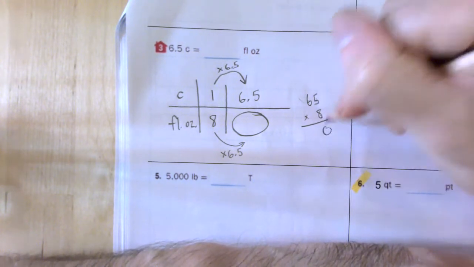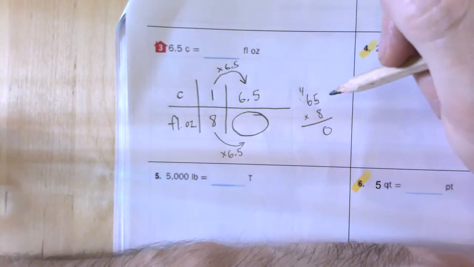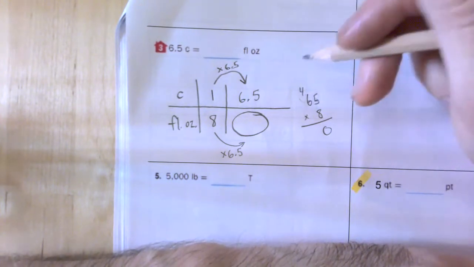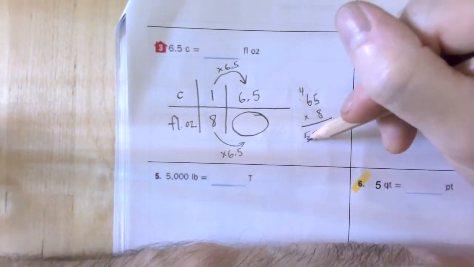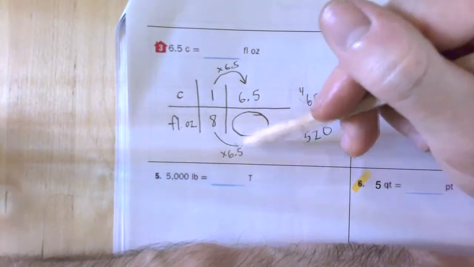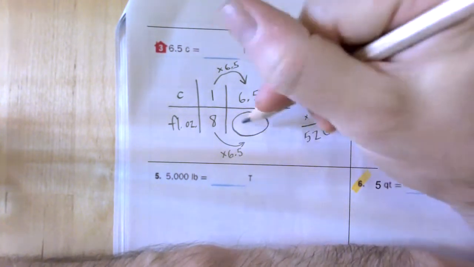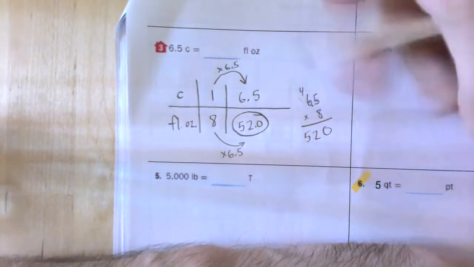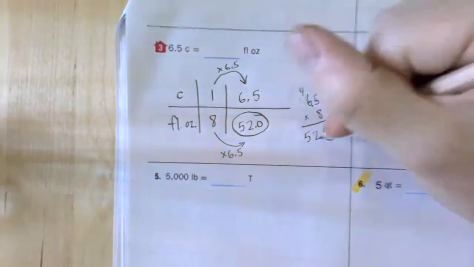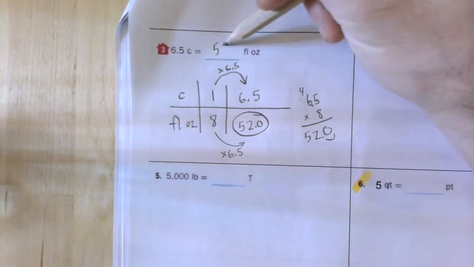5 times 8, 40. 8 times 6, 48 plus 4, 52. So if 65 times 8 is 520, what do you think 6.5 times 8 is? Now, if you guessed 52, you are correct. So to get 6.5 times 8, all we do is move the decimal point over once. Kind of a nice little trick there, okay? So we have 52 fluid ounces.